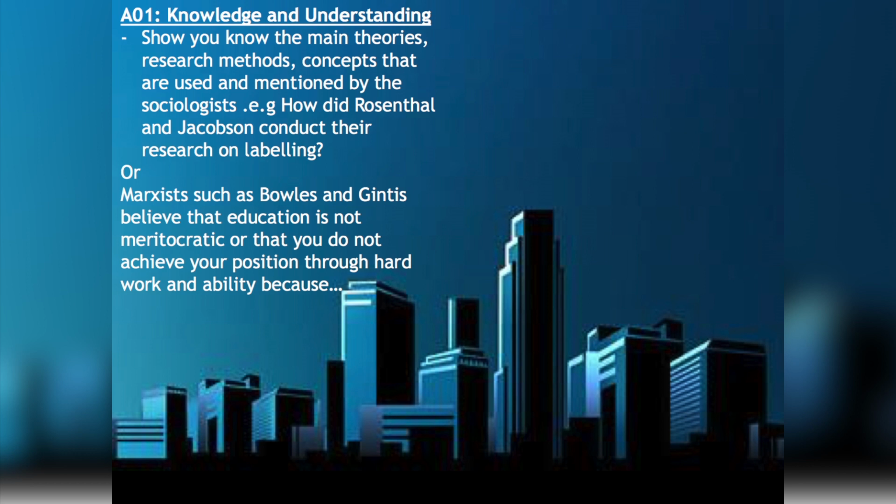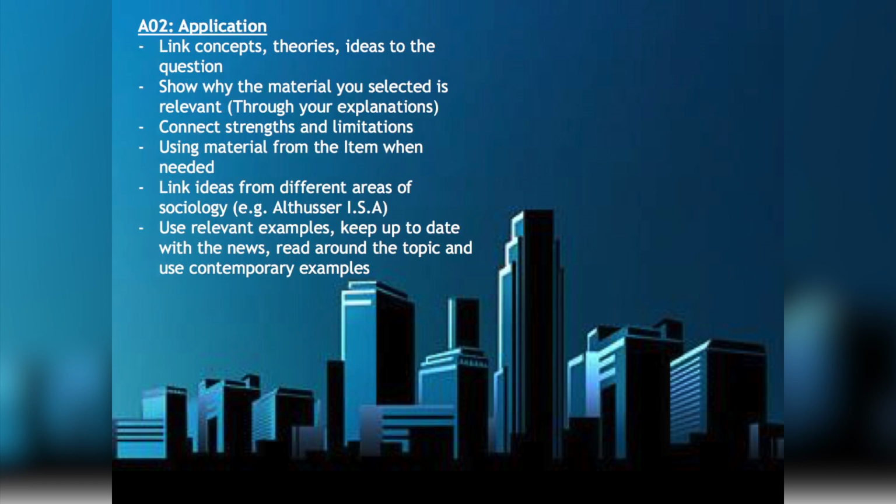Now, another example would be Marxists such as Bowles and Gintis that believe that education is not meritocratic, or that you do not achieve your position for your hard work and ability. See that you use a keyword, meritocratic, and you've outlined what it is. You're showing your knowledge and understanding. Now, to expand that further, you may talk about their view on the hidden curriculum, the correspondence principle, and how that links into their view that education is not meritocratic. That would be a good way to show your AO1 skill, knowledge and understanding.